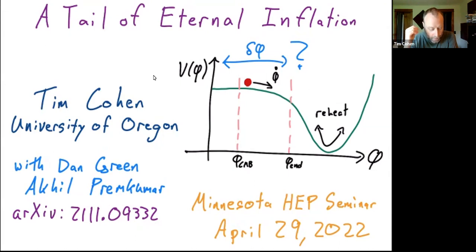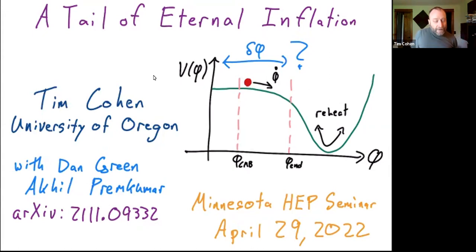And then you'll see another application here: we can also talk about light scalar fields in a de Sitter spacetime that are not the inflaton, and we can understand the dynamics of those scalar field fluctuations and the probability distribution that emerges.